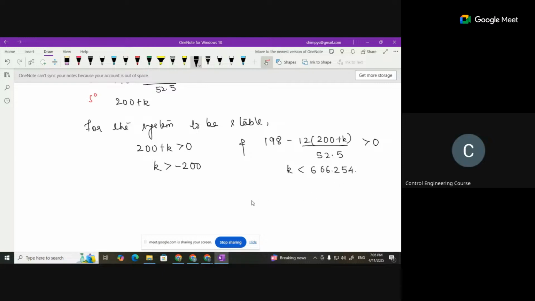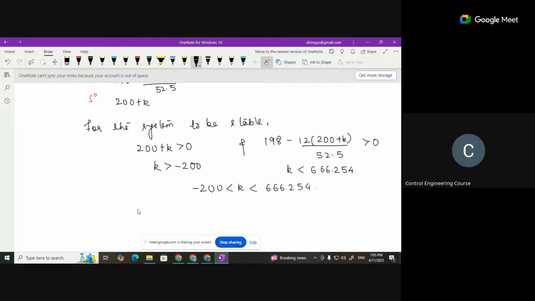So I've got the values of k, and I can say that my system is going to be stable when k is in this range. That is, k should be greater than minus 200 and less than this value. So can I write down both equations as minus 200 is less than k and k is less than this value? Is it clear, everyone?